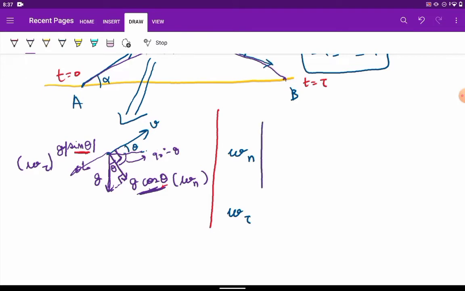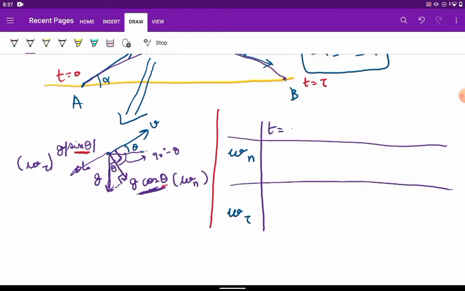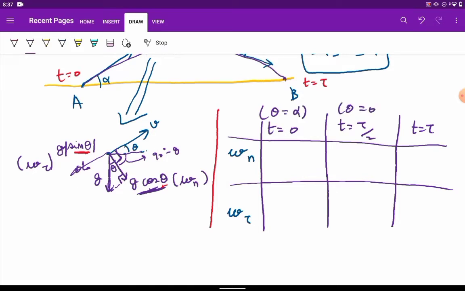Okay, so there are 3 critical points: t equal to 0, t equal to tau by 2, t equal to tau. Now at t equal to 0, theta is equal to alpha. At t equal to tau by 2, theta equal to 0, and at t equal to tau, theta equal to minus alpha, right?